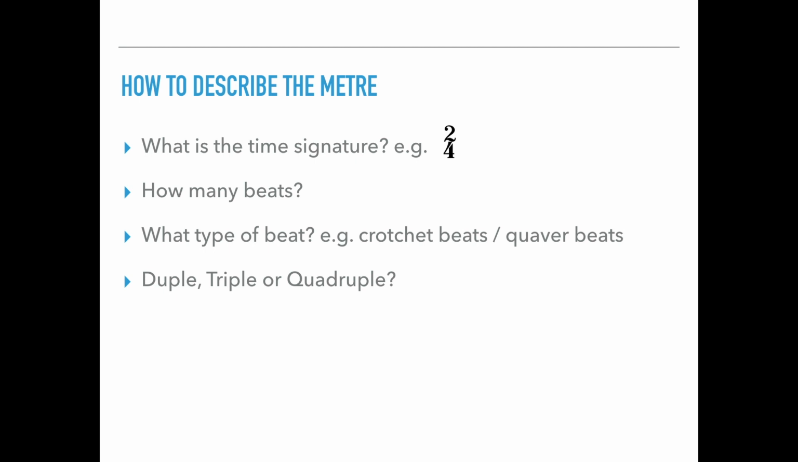So in this case, it would be duple time because it's 2 beats, and you'd say whether it's simple or compound. So in this case, we would say it's 2/4, which means 2 crotchet beats per bar, and this is an example of simple duple time.